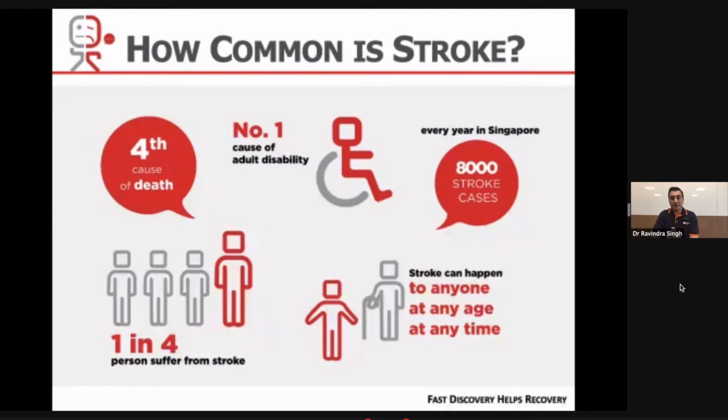Now, why are we discussing this topic today on a Saturday weekend? Because stroke is very common. It's the fourth common cause of death in Singapore. It's one of the common causes of adult disability worldwide.